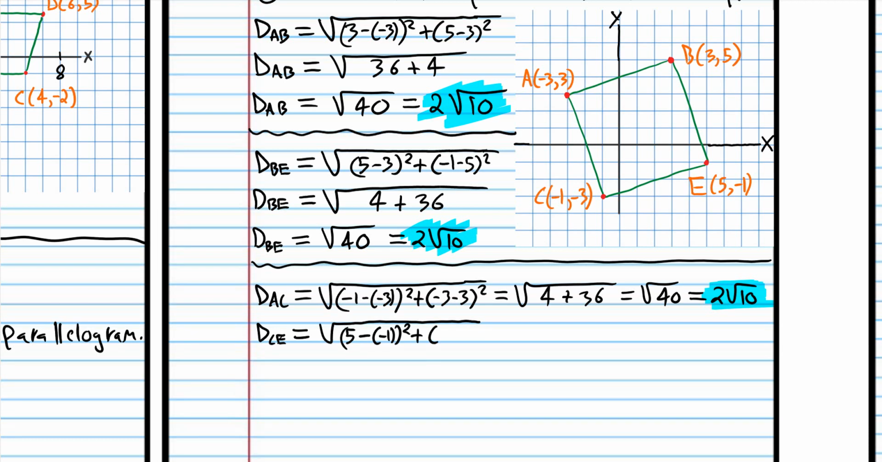And negative 1 minus negative 3. And simplifying there, we have root 36 plus 4, which simplifies to 2 root 10. And you can see all the side lengths are equal.